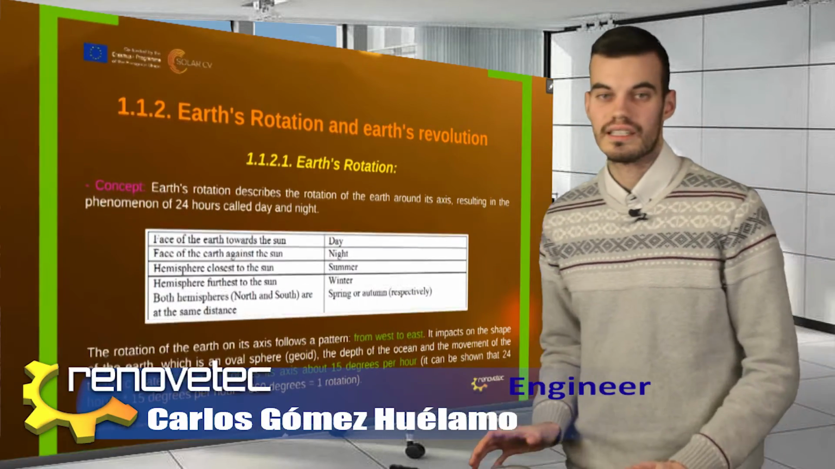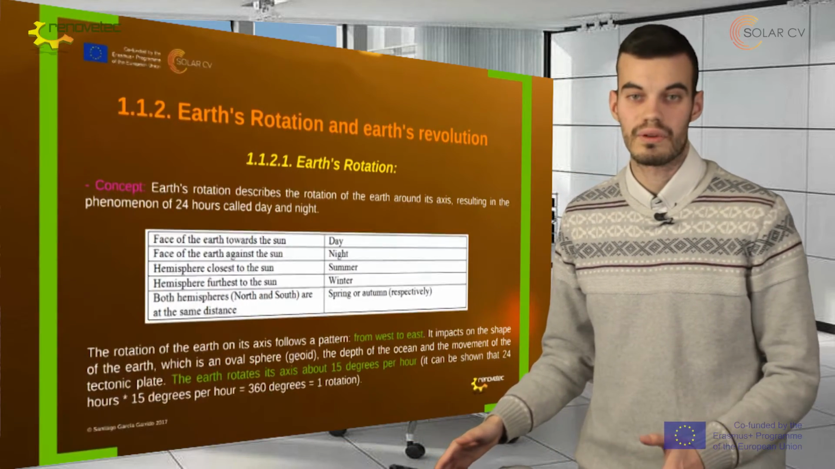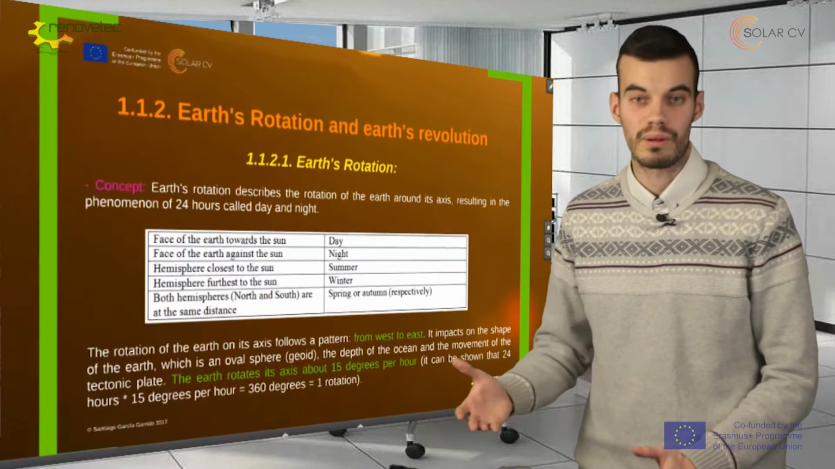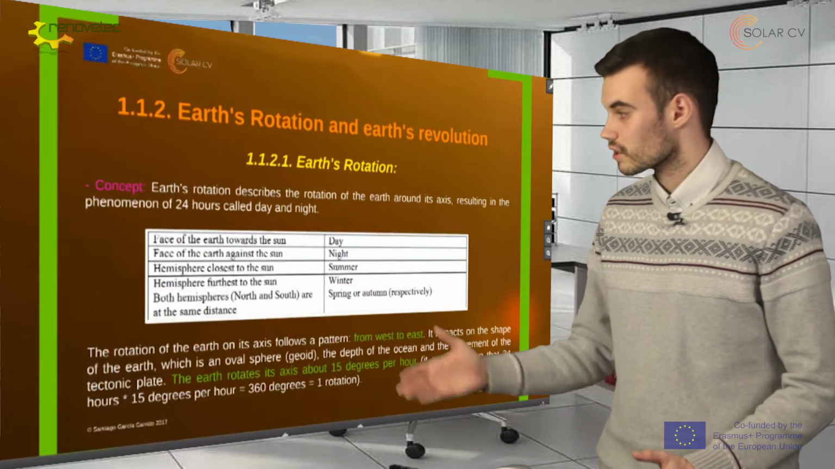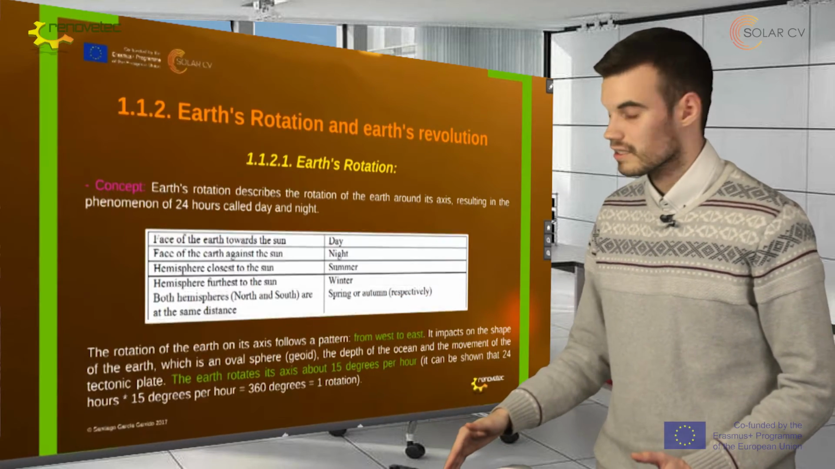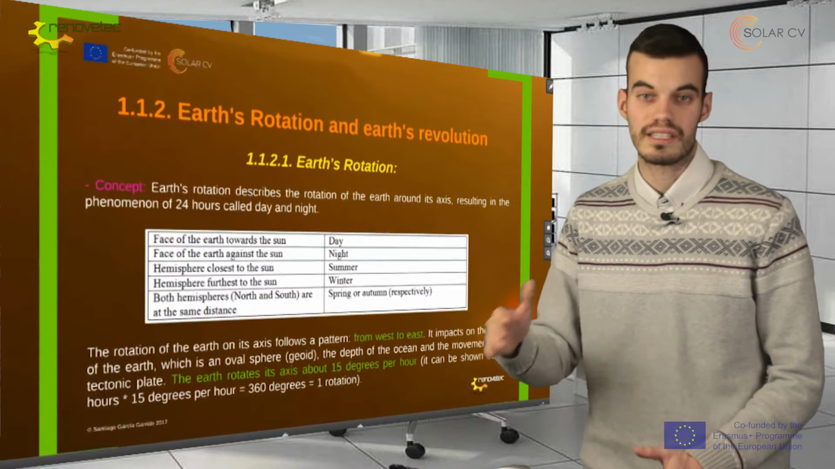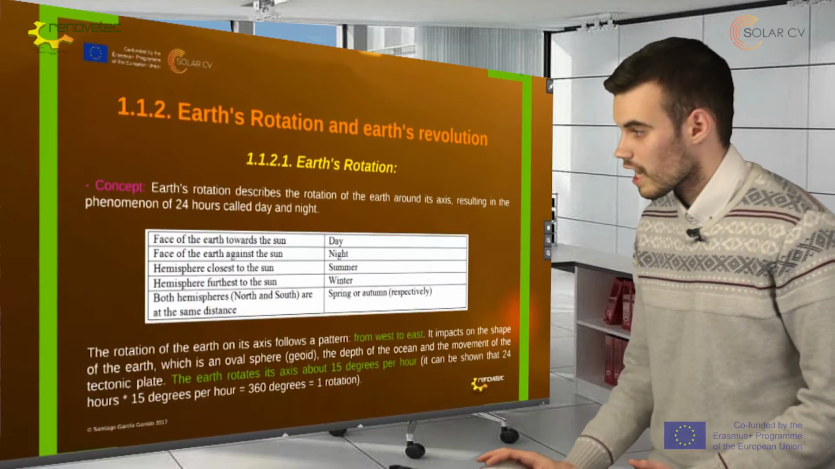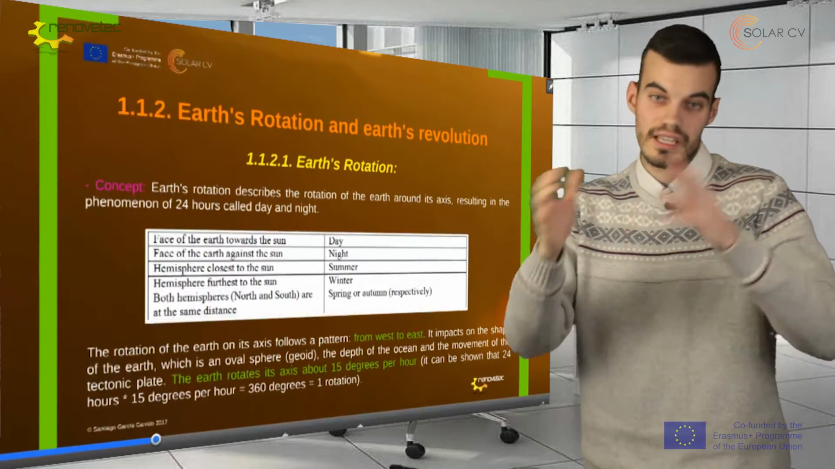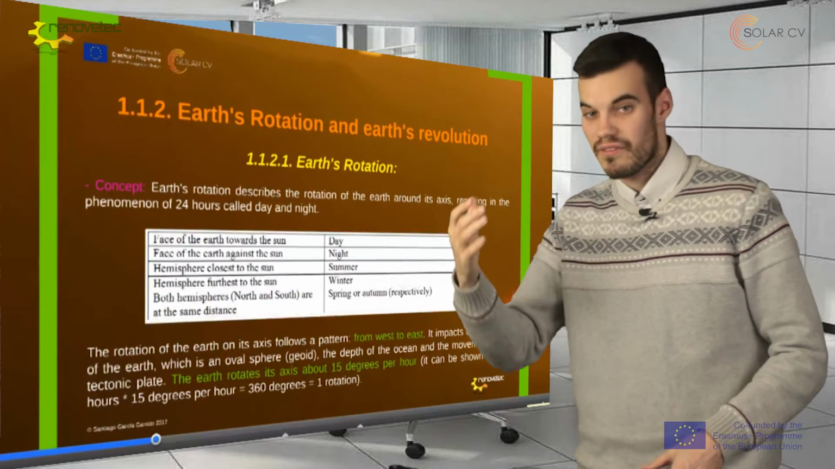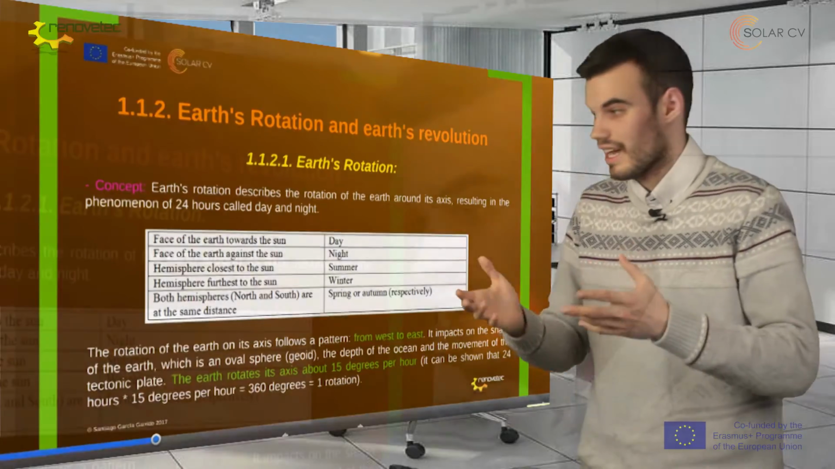Now we need to understand other important concepts, for example Earth rotation and Earth revolution. Earth rotation describes the rotation of the Earth around its axis, resulting in the phenomenon of 24 hours called day and night. If we have the face of the Earth toward the Sun, it's going to be day. If we have the face hidden from the Sun, it's going to be night.